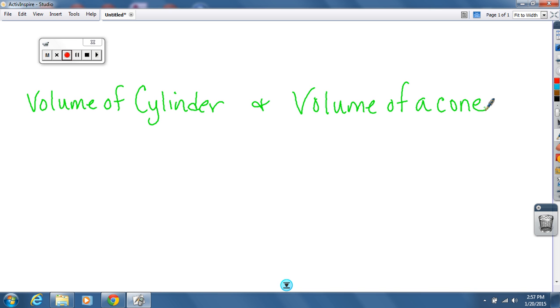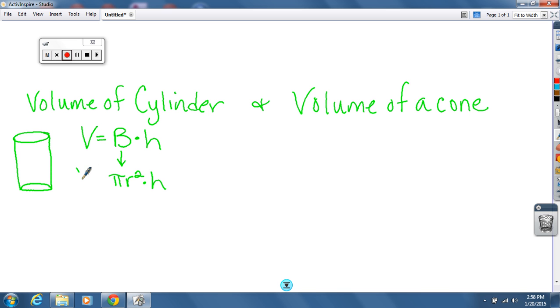So right off the bat, I'll put the formulas up here. The volume of a cylinder is nothing more than the volume is equal to the base times the height. Now this base, think about a cylinder. A cylinder has what kind of base? It has a circle base. So that base really turns into pi r squared times height. Okay, so that's the volume of a cylinder.